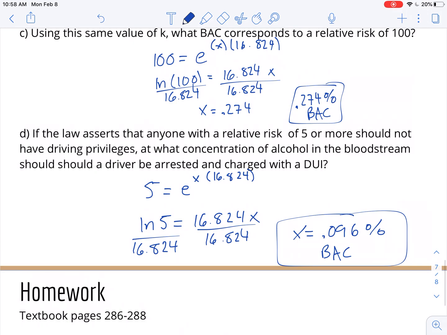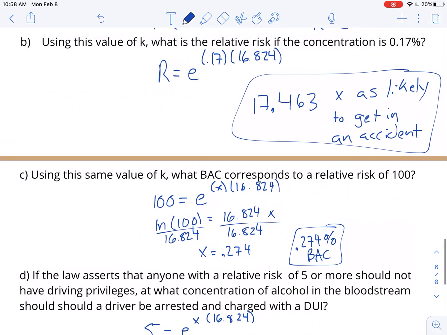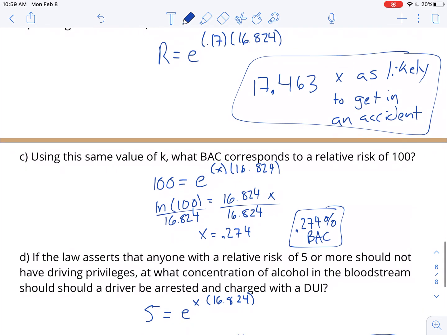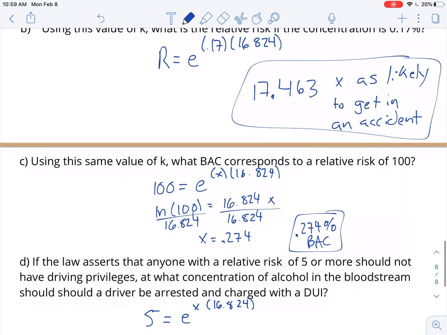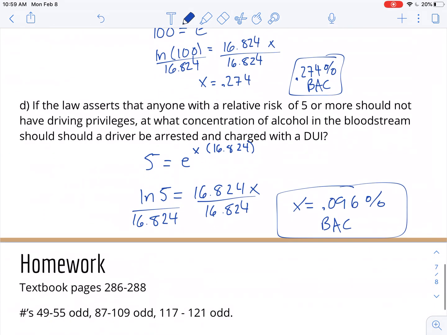And you'll see how quickly all of these make sense, where if you've got 0.17, you're 17.463 times as likely, and if you're at 0.274, which is above 3 times the legal limit, you're 100 times as likely to get in an accident. So all of these make sense. As your blood alcohol concentration goes up, your risk of getting in an accident gets higher. Everything here adds up. So I have just a quick check for how correct I am. And the biggest thing that I want to make sure is that my relative risk is going up as my blood alcohol concentration is going up, and I see in fact that it is.